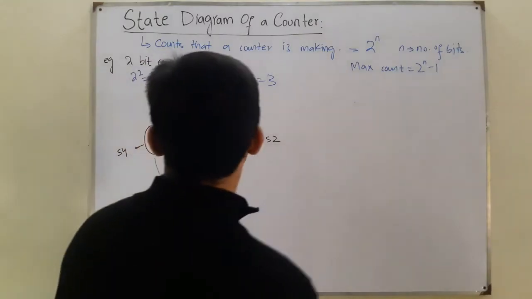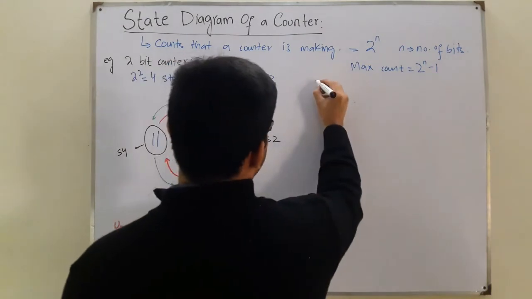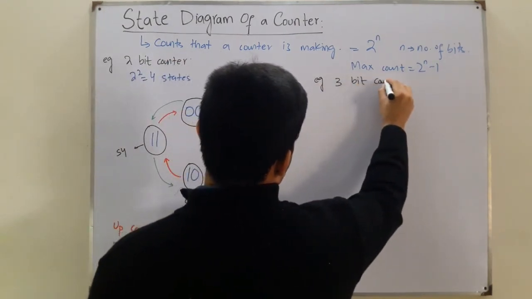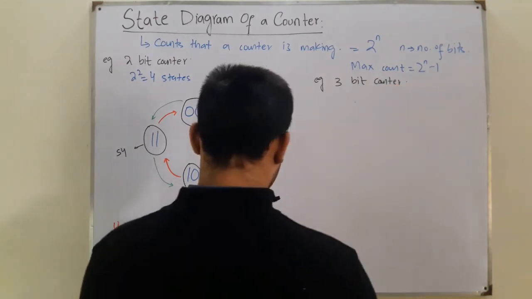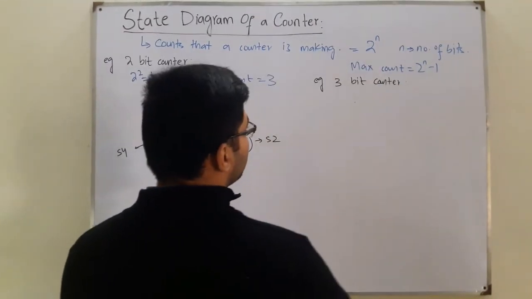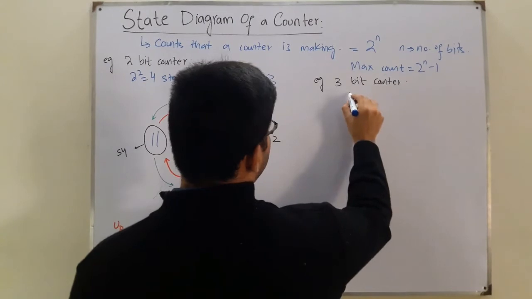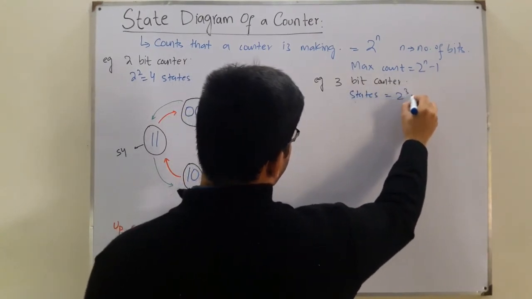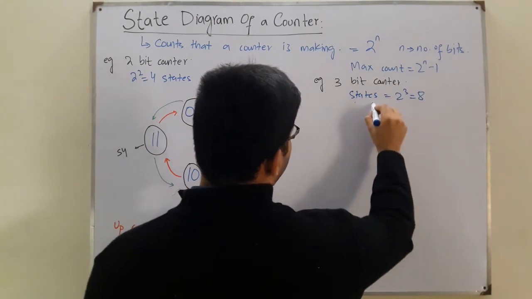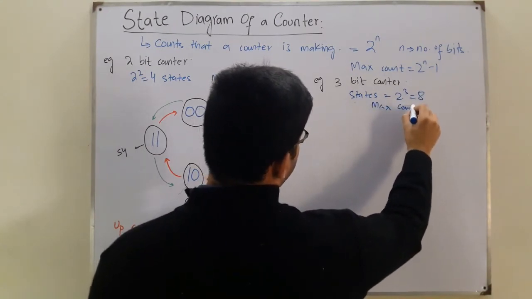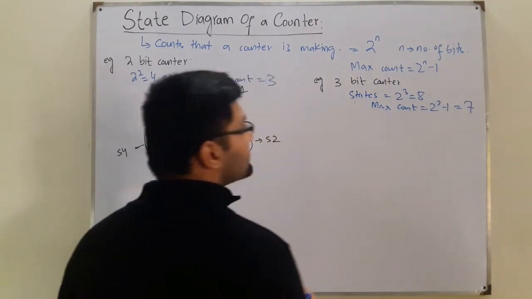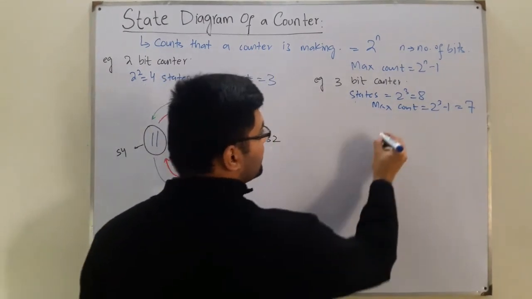For example, let's say you have a 3-bit counter. So 3-bit counter does what? It has 2 to the power 3 is 8 states, and maximum count is 2 to the power 3 minus 1, which is 7. All right. And you need 3 bits. So what are the 3 bits?